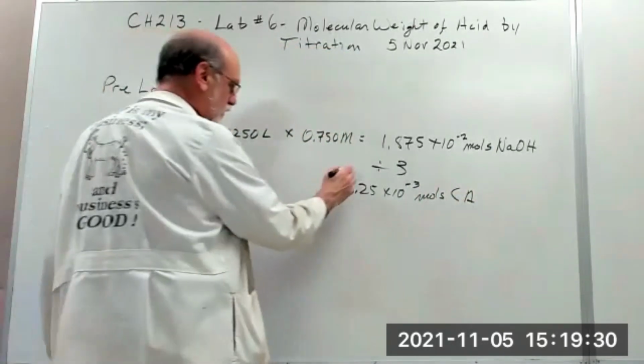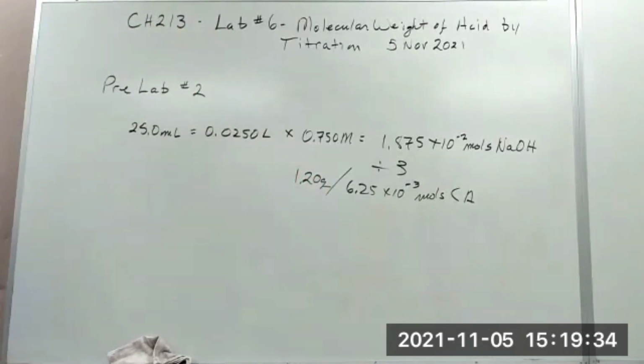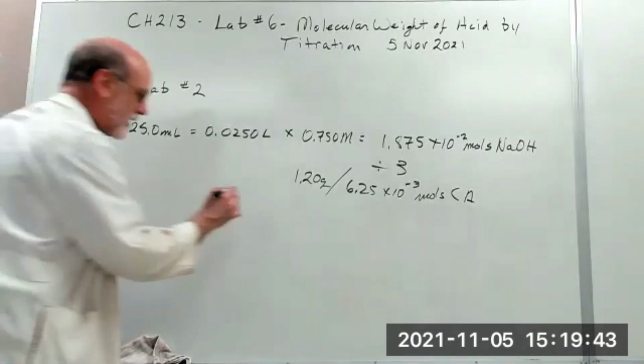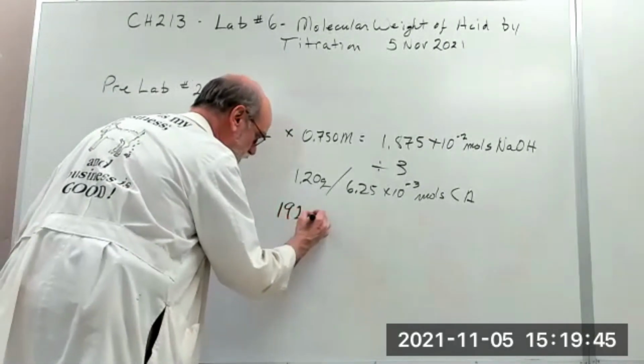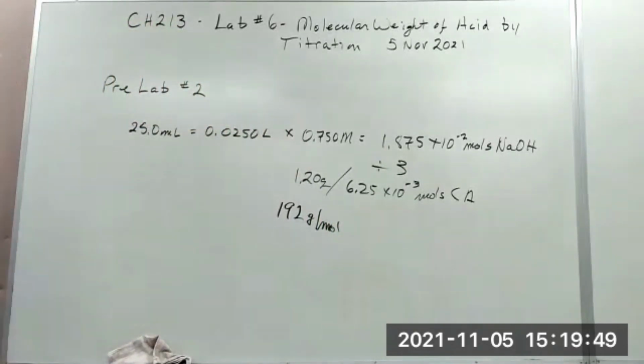So grams per mole, we just have 1.20 grams. Divide that by 6.25 times 10 to the minus 3 moles. 192 grams per mole. Okay, so we just work that same problem backwards.